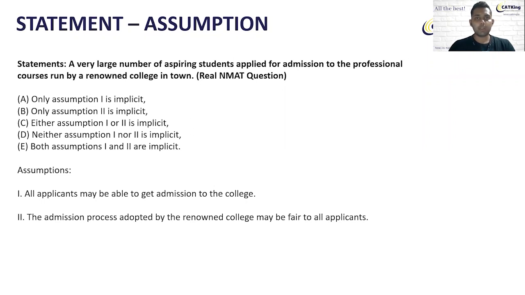A very large number of aspiring students applied for admission to the professional courses run by a renowned college in town. All applicants may be able to get admission to the college. What? Is that even a possibility? No, right? There is definitely the possibility that one person does not get the admission.